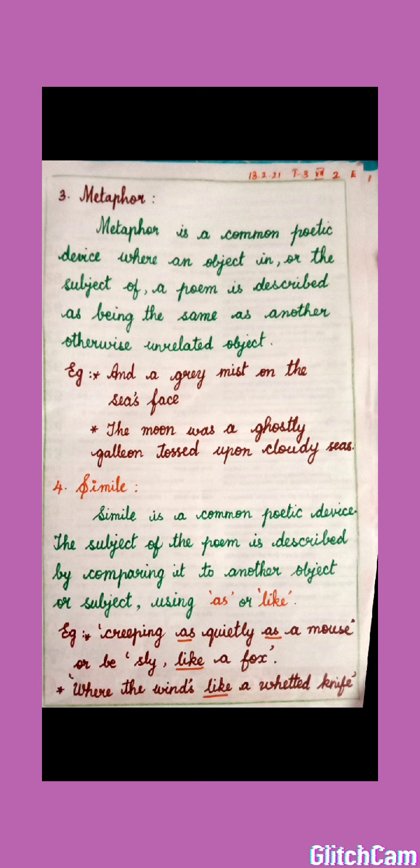Okay, this is the comparison done, but here you could see that "as" and "like" are not used for the comparison. The fourth poetic device which you're going to learn is called simile. Simile is a common poetic device. The subject of the poem is described by comparing it to another object or subject using "as" or "like." You could see the first example, "creeping as quietly as a mouse." Creeping means which grows on the ground, touching the ground, as quietly as a mouse. So the creeper is compared like a mouse which goes very slowly, very quietly.